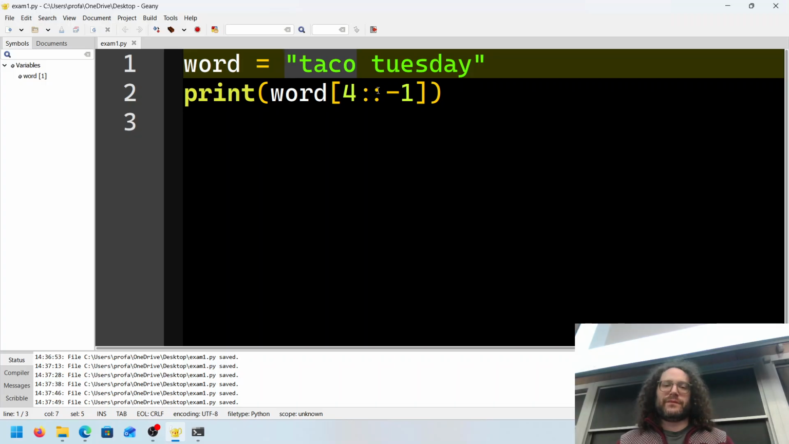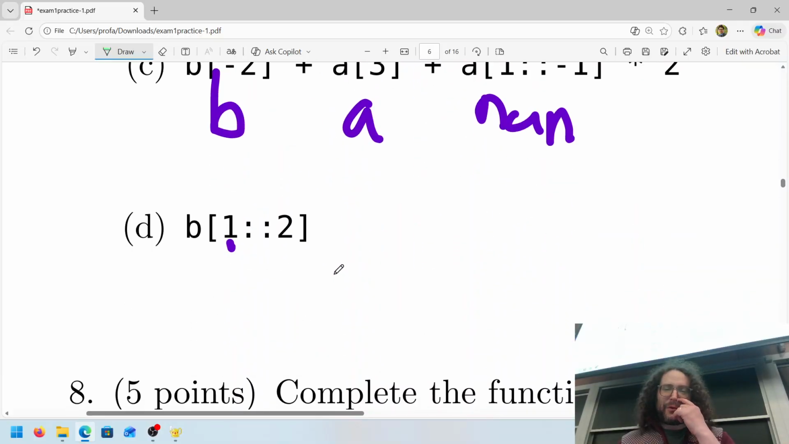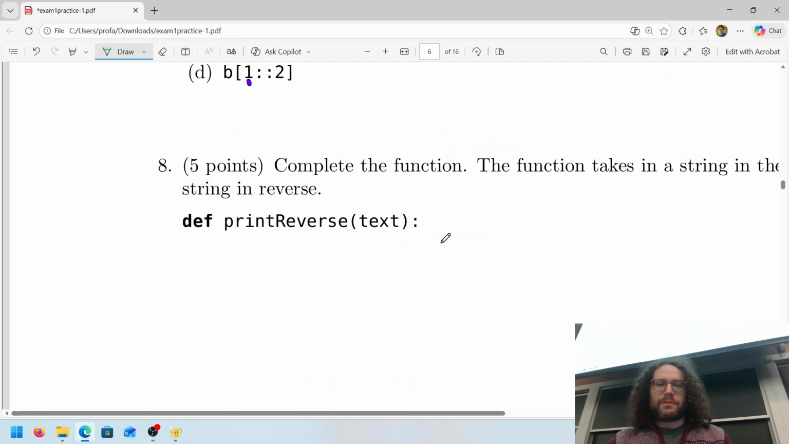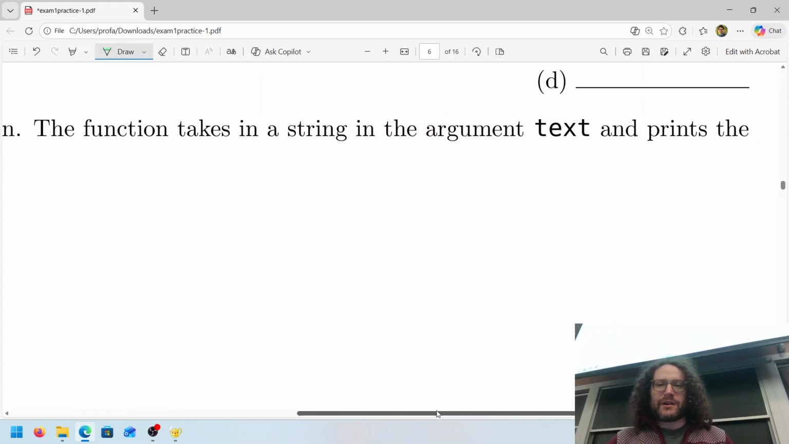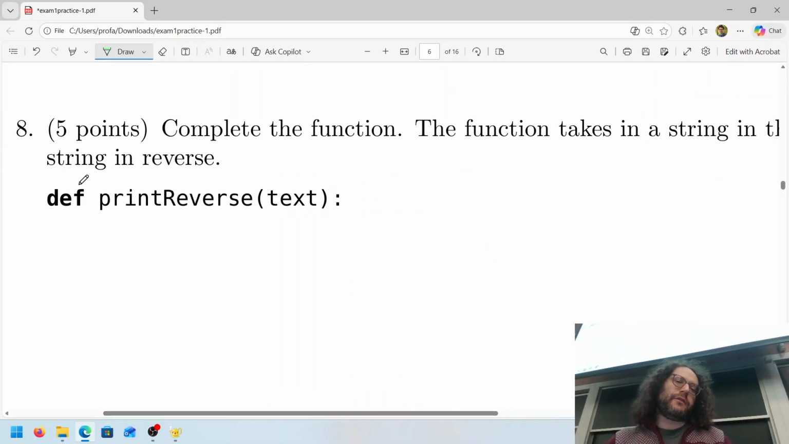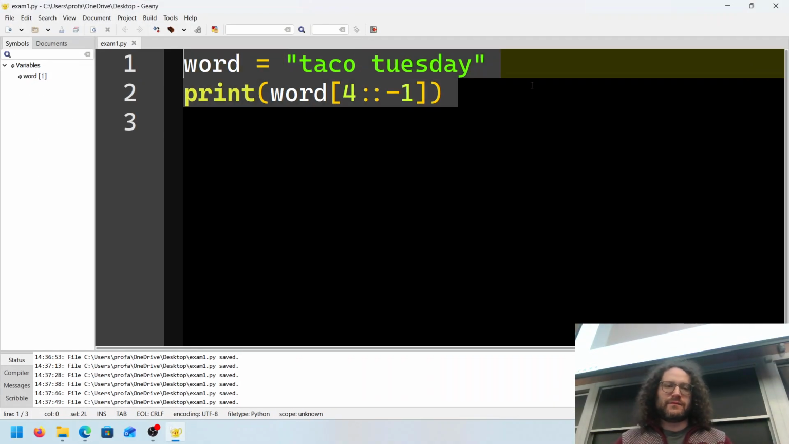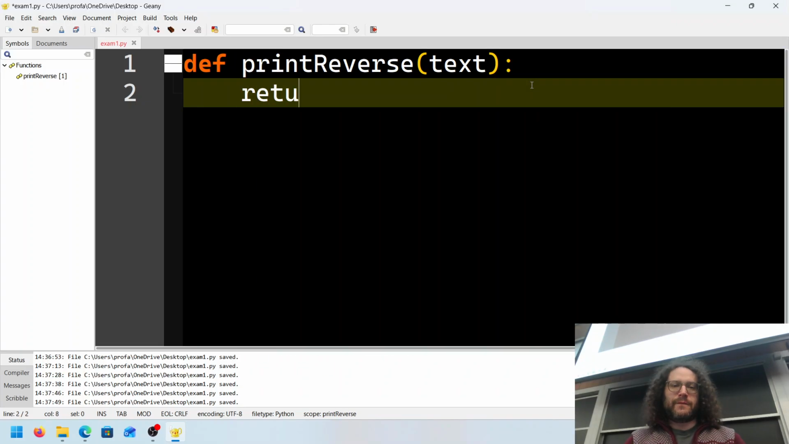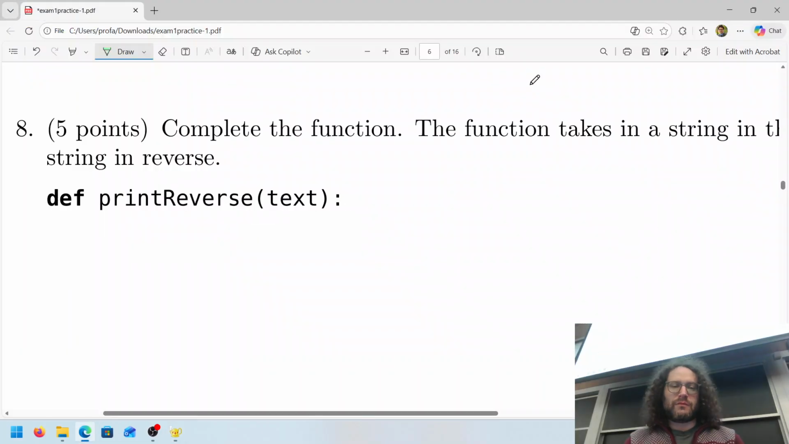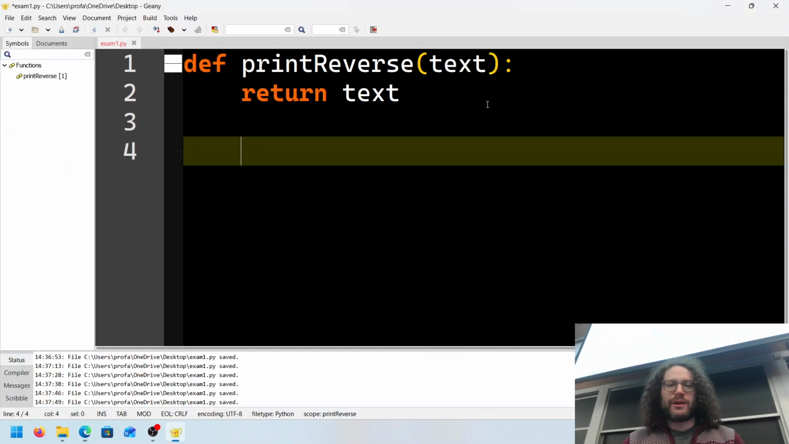Make sense? And the way I did it over here was a bit of a contrived example in order to get that. All right, complete the function. The function takes in a string argument text and prints it in reverse. This exists for one reason and one reason only, which is to tell you that if it works, it works, because there's too many ways to do this. Def print_reverse. Take some text, and we want to get the reverse. It just prints it in reverse, so we don't even have to return. We're just going to print.